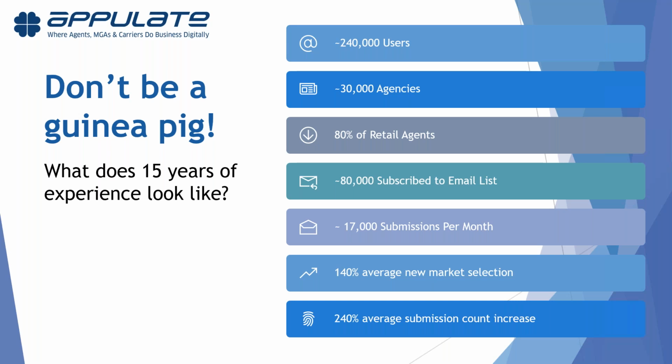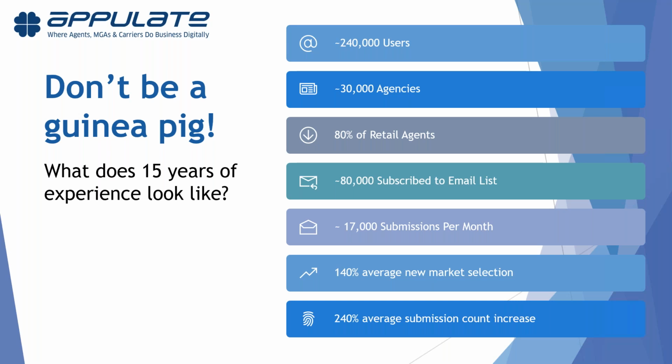including about 80,000 of these agents in our system who actively use Appulate technology looking for new markets and are subscribed to an email list for that very specific reason. So those agents want to hear about new markets in our system. They want to know who's tech savvy. They want to know who gives them the ability to bridge data from point A to point B.